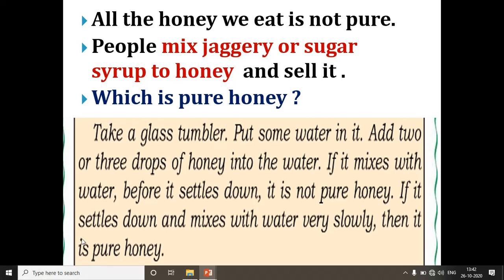If it mixes fully with water before it settles down, it is not pure honey. If it settles down and mixes with water very slowly, then it is pure honey. Understood, children? So take a glass tumbler, add some water, and pour in 2 or 3 drops of honey. If it mixes with water fast, it is not pure honey. If it settles down and mixes with water very slowly, then it is pure honey. Understood, children?